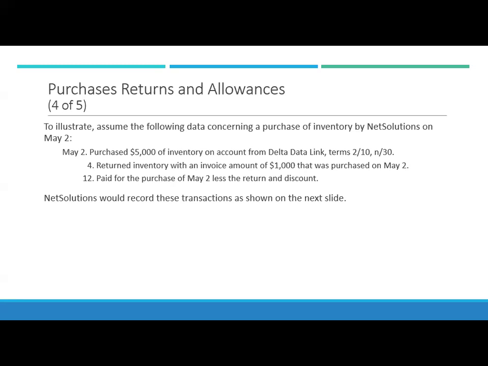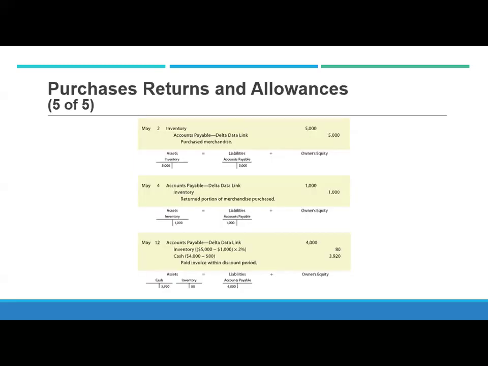The inventory is returned, so they purchase the inventory, they return $1,000 of the inventory, and then they pay on the 12th, which is day 10 of the invoice, less the return, less the discount. So initially it's a debit to inventory of 5,000, credit to accounts payable. Then they reduce the accounts payable by 1,000 for the return, and then they pay it within the 2% discount amount. The 2% discount is only calculated off of the remaining balance of $4,000.